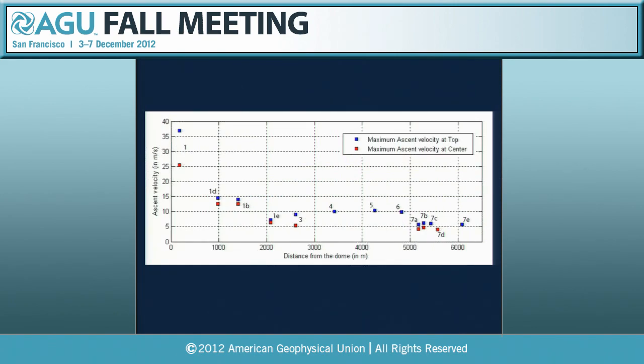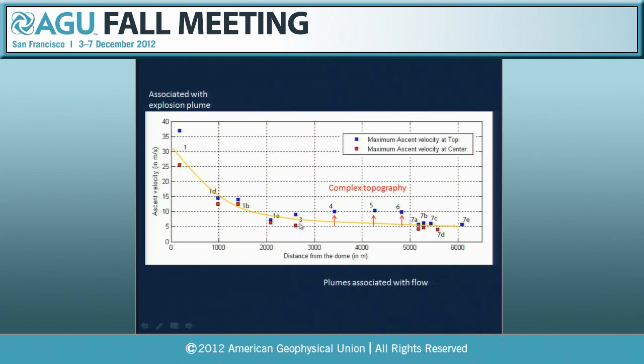Because a lot of these plumes are at drastically different scales, the easiest way to compare the 13 different thermal plumes was just to plot their maximum ascent velocities. So this is distance from the dome and the ascent velocity for each of these plumes that we tracked. And you can see this relationship with distance from the dome. These really high ascent velocities here are very close to the dome, and they're probably still related to the explosion plume.